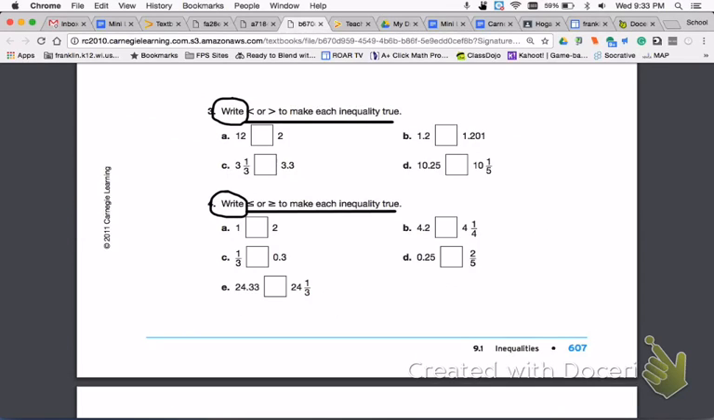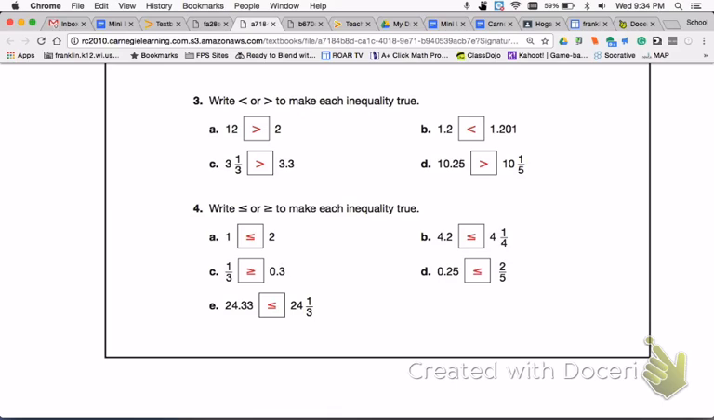Please turn to page 607, answer number 3, letters A through D, and number 4, letters A through E with your group members. For number 3, letter A greater than, B less than, C greater than, and D greater than. For number 4, letter A less than or equal to, B less than or equal to, C greater than or equal to, D less than or equal to, and E less than or equal to.